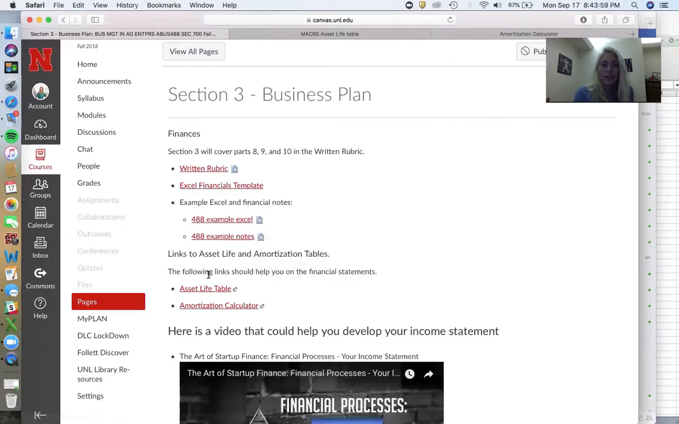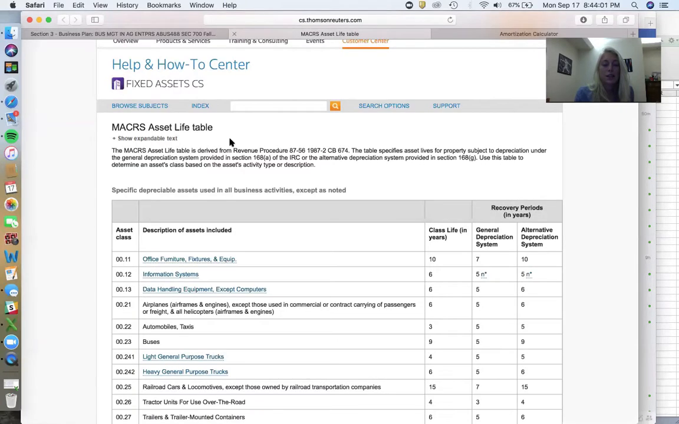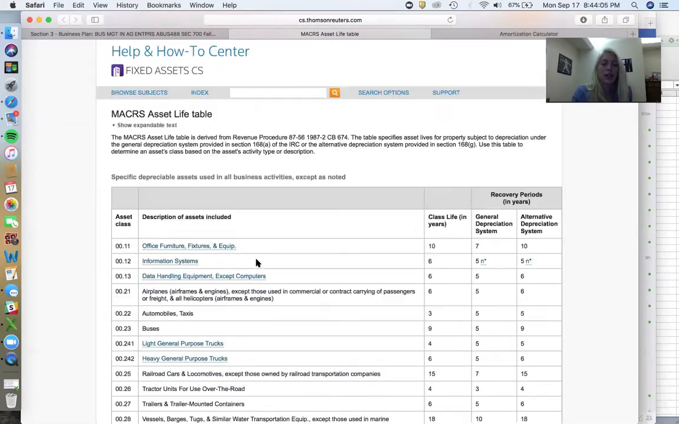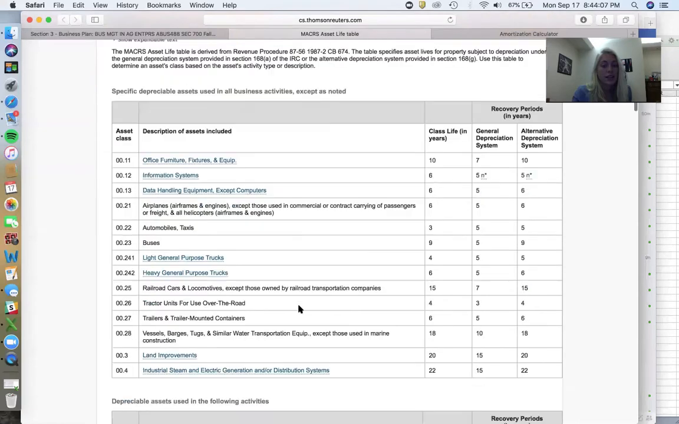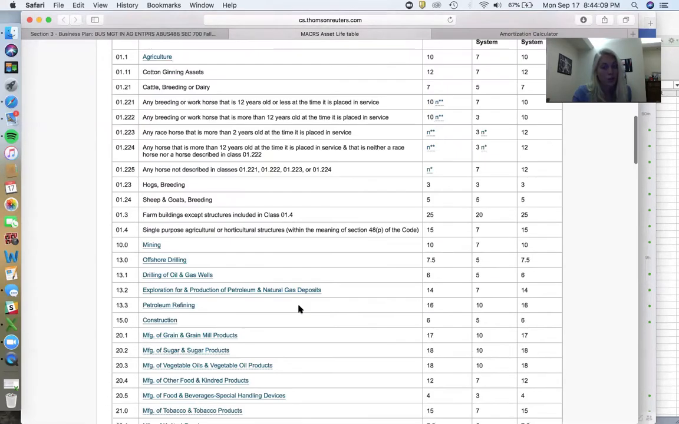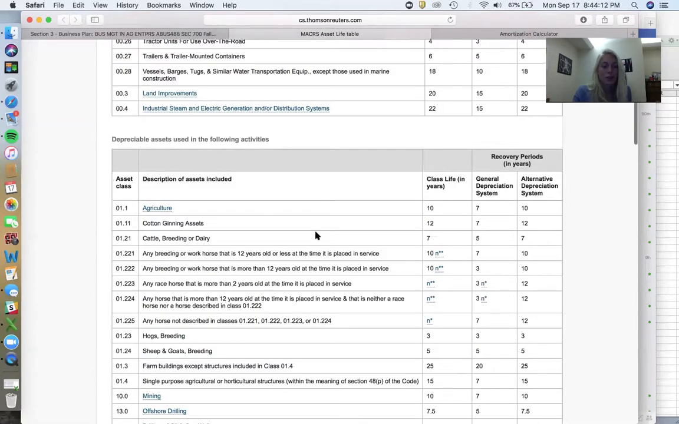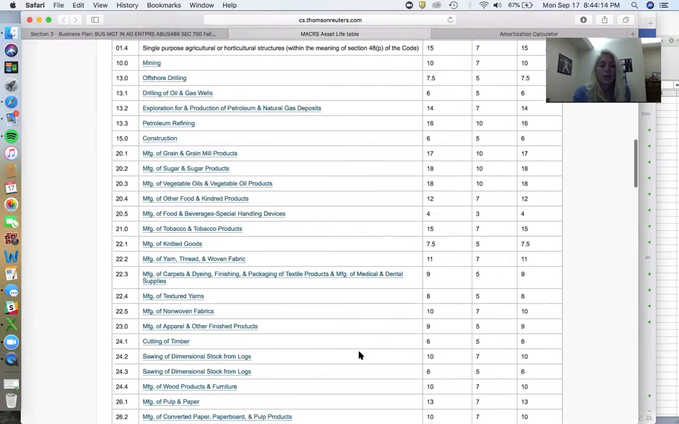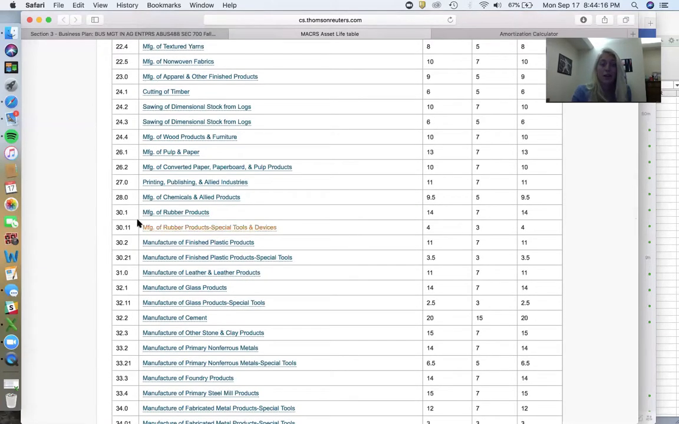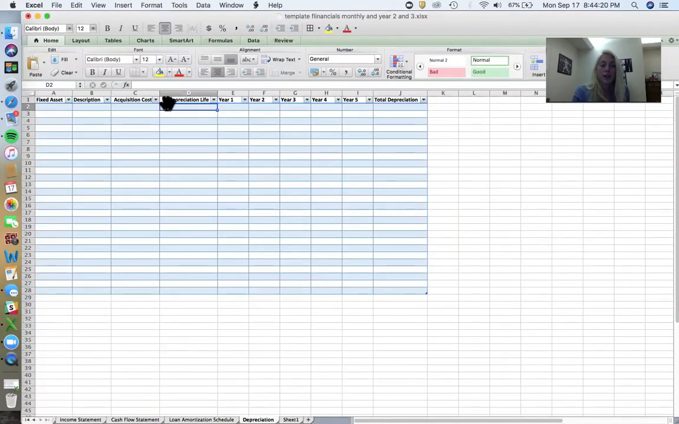The depreciation life you're actually going to find in this schedule right here, in Asset Life Table. It's going to send you right over to this link. It's a help and how-to center. You can search for things on here, or you can just scroll. There's a lot of agricultural assets here. Again, if you have a building, it'll be on here how many years you need to depreciate it. So head over to that for the depreciation life. And then this will just be how much your asset is worth each year.